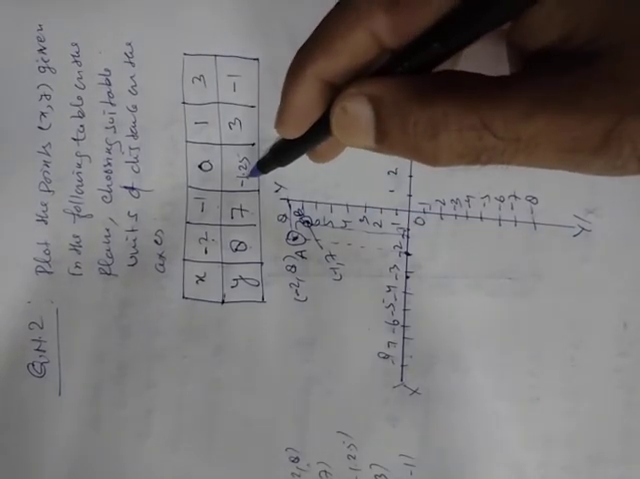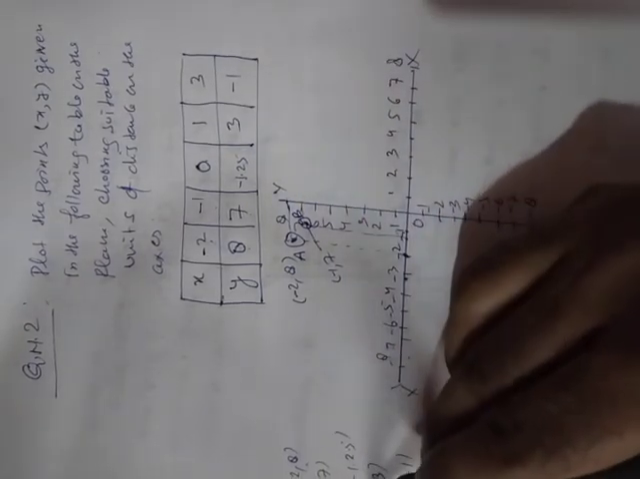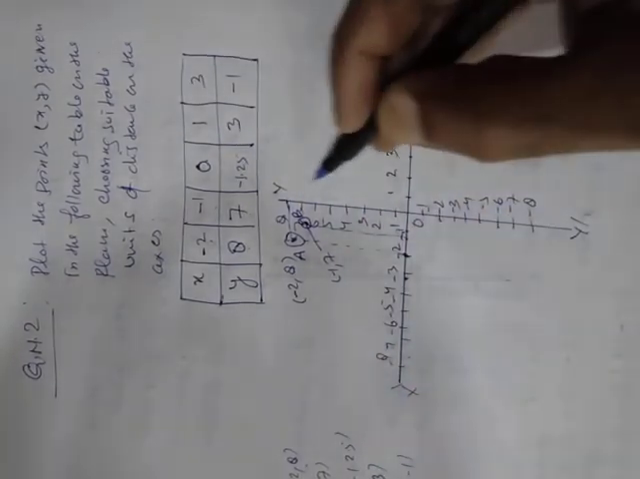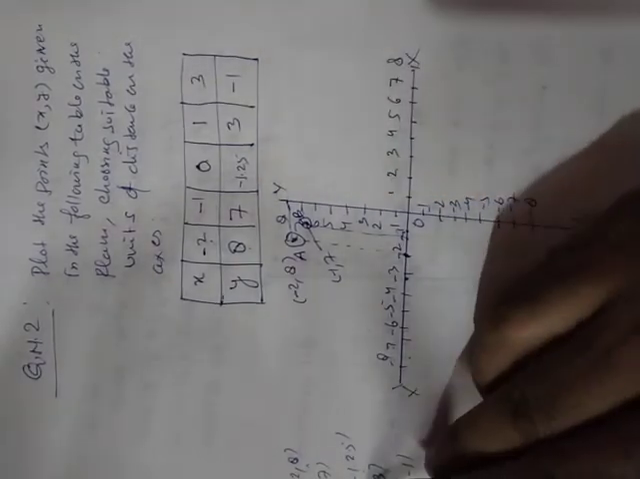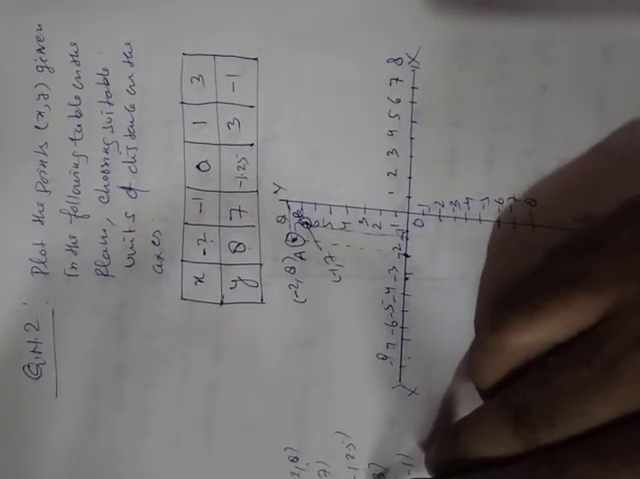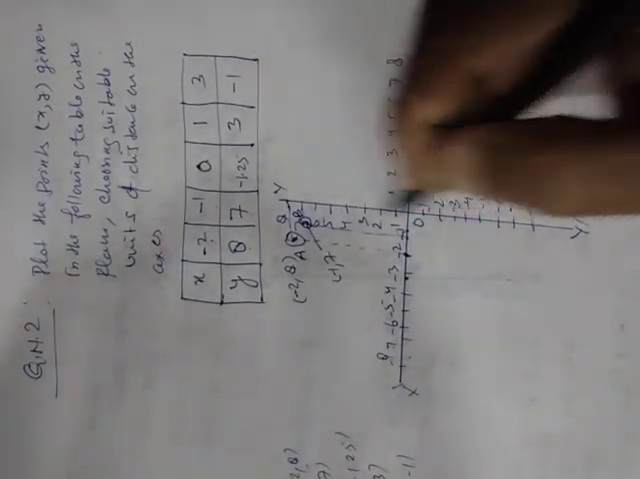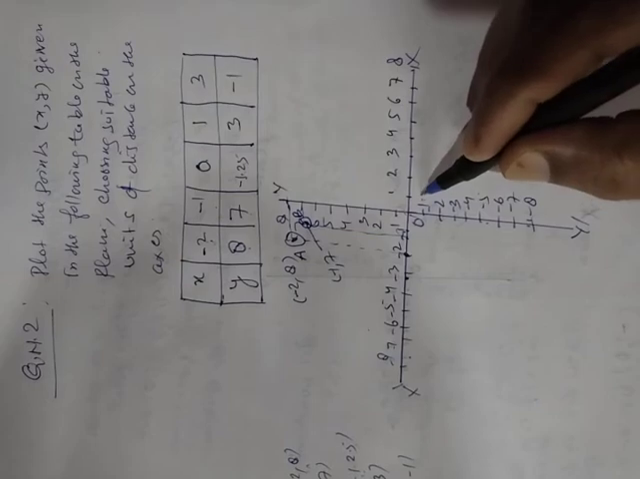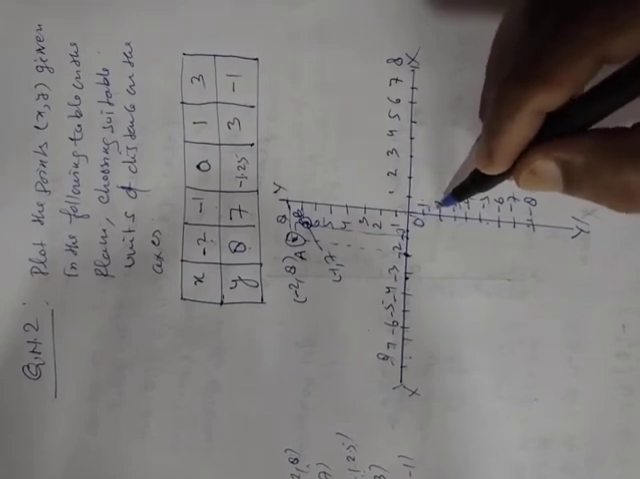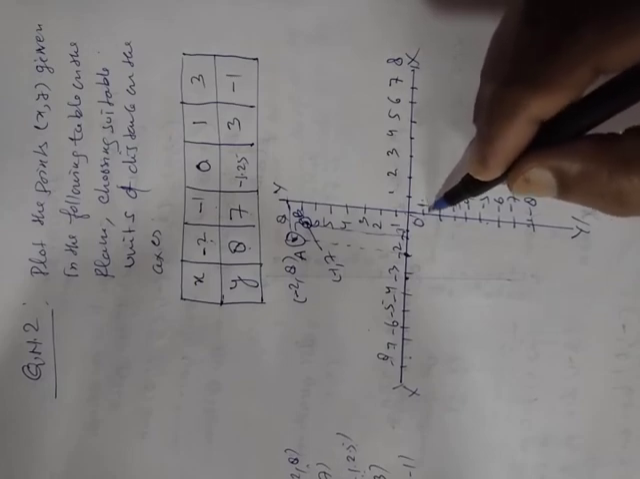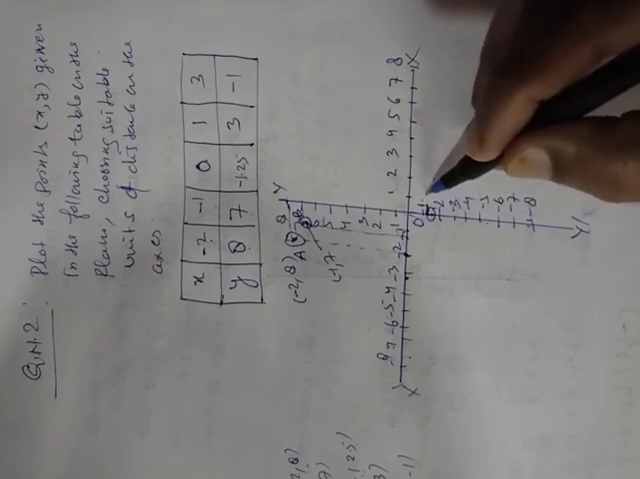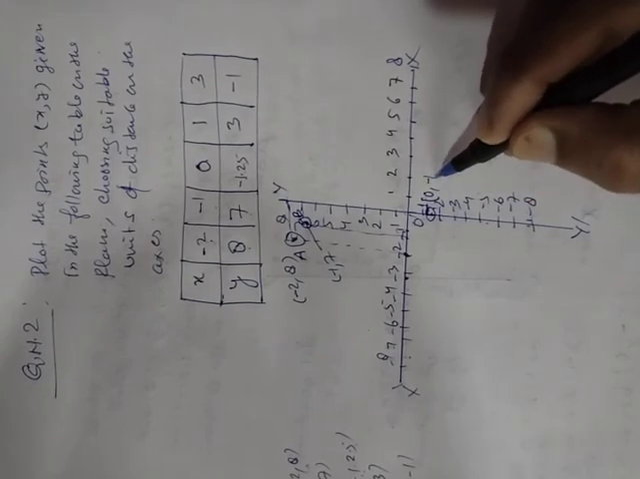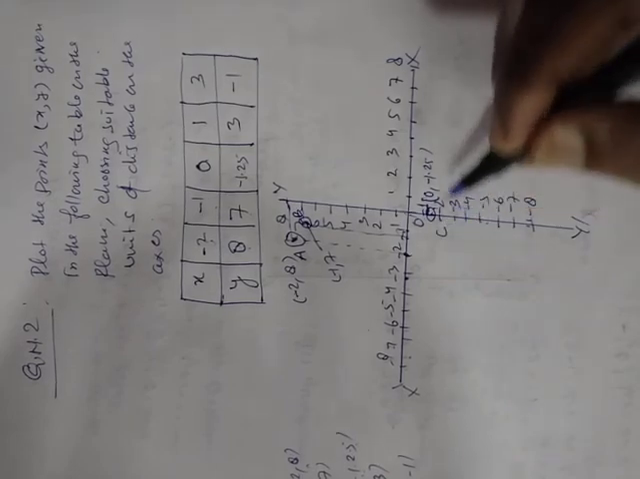Now, (0, -1.25). The value of x is 0, which means this point will be on the y axis. If the abscissa is 0, then the point will be on the y axis. The value of y is given as minus, so it will be below the origin, below the x axis. So -1.25 will be between -1 and -2, somewhere there. This point is (0, -1.25). You can take it as C.